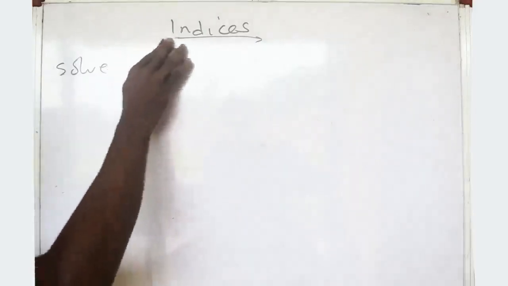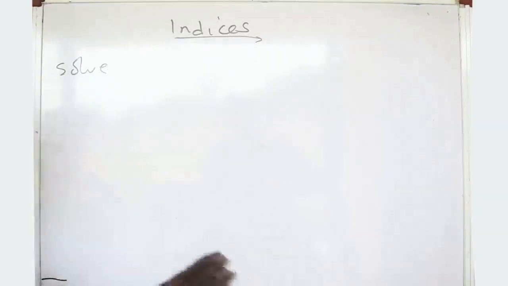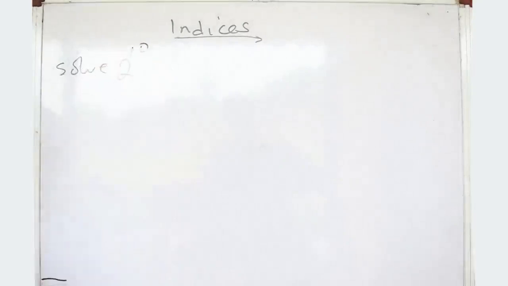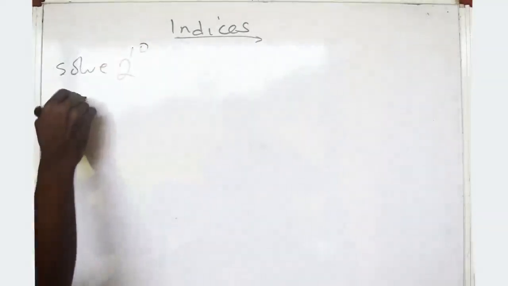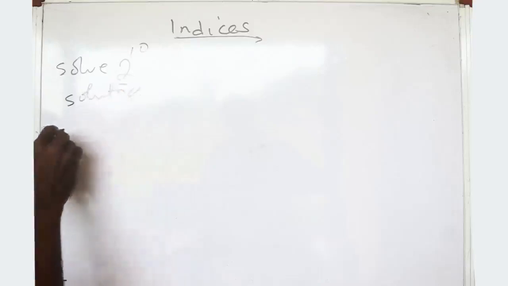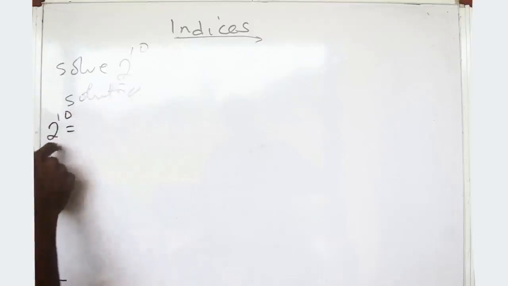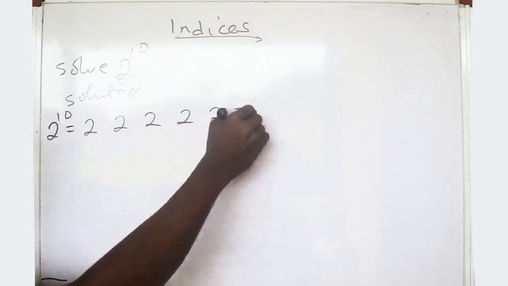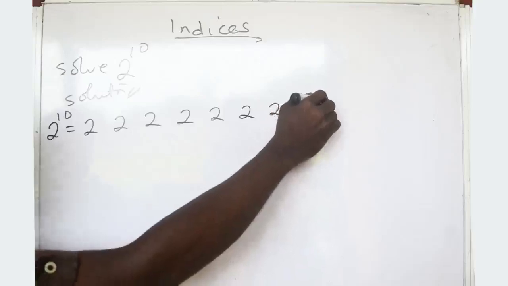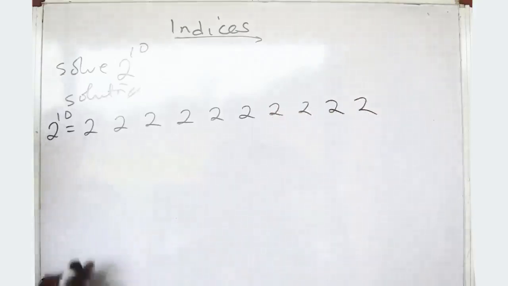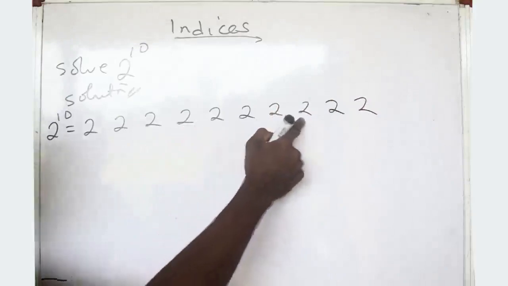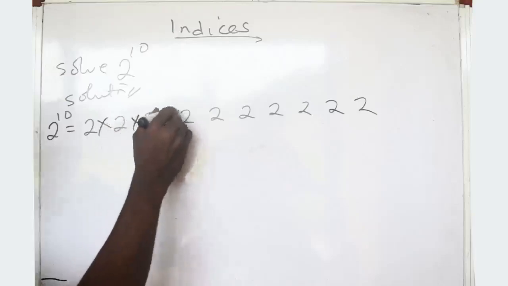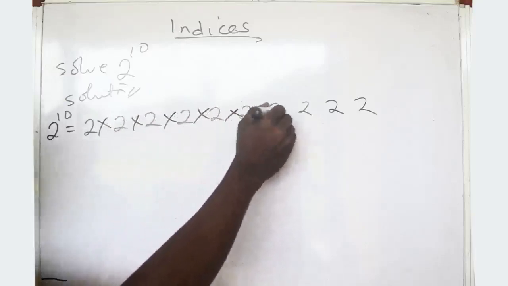And now, another thing to note is, let's say 2 raised to the power of 10. This one will be very big. Solve this. This is the solution. This 2 raised to the power of 10 says repeat 2 till you get the value of 10. 1, 2, 3, 4, 5, 6, 7, 8, 9, 10. We must have done that. We put multiplication in between.